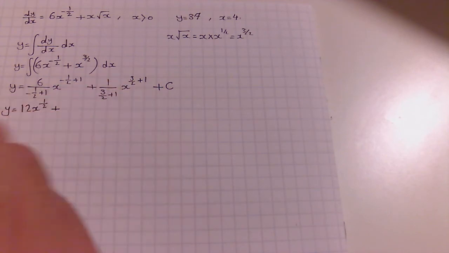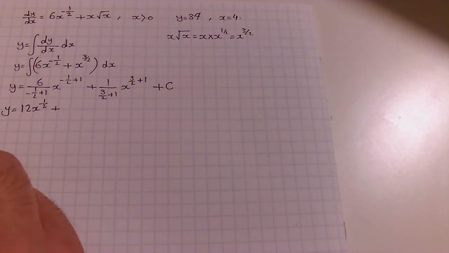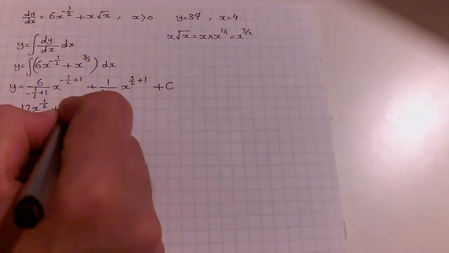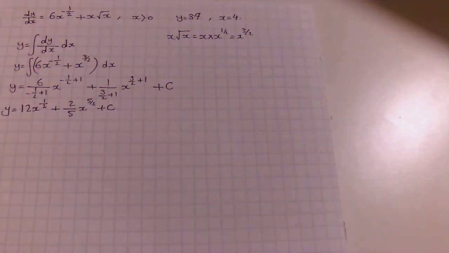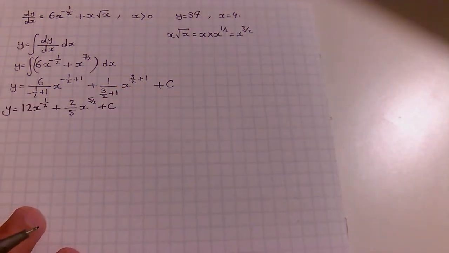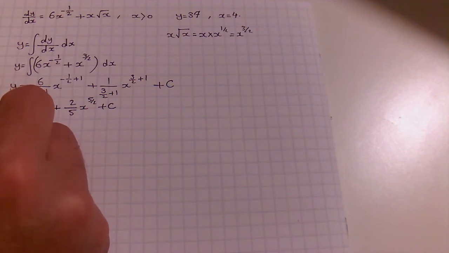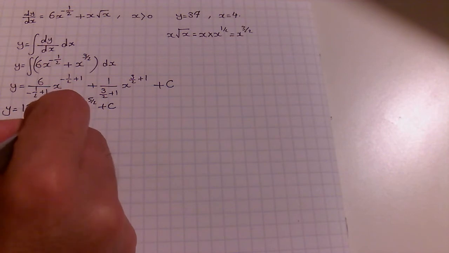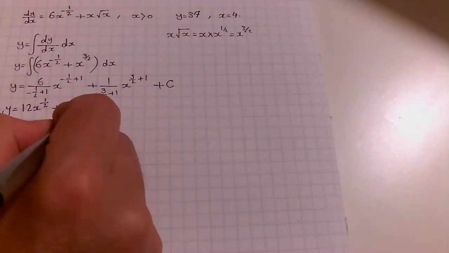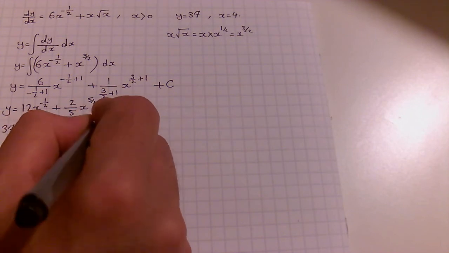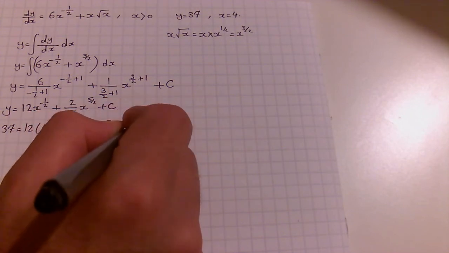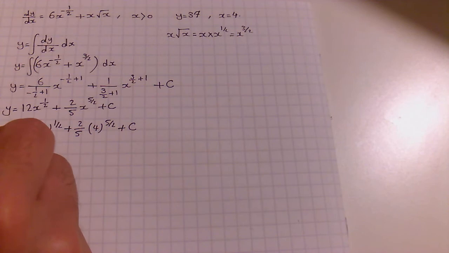x to the power of 3 over 2, so we want to integrate with respect to x. y is equal to 6 over minus a half add 1, x to the minus a half add 1, plus 1 over 3 over 2 add 1, x to the 3 over 2 add 1, plus, don't forget the constant c.